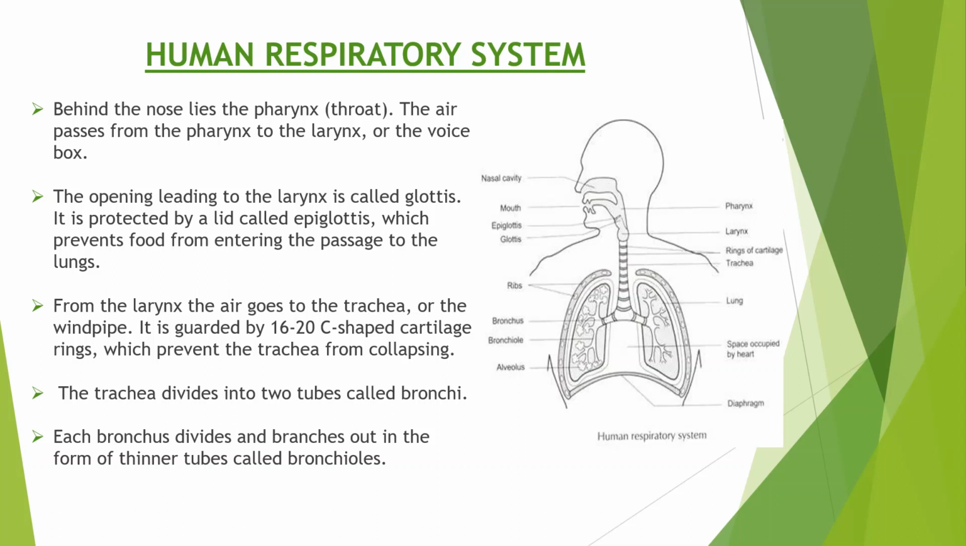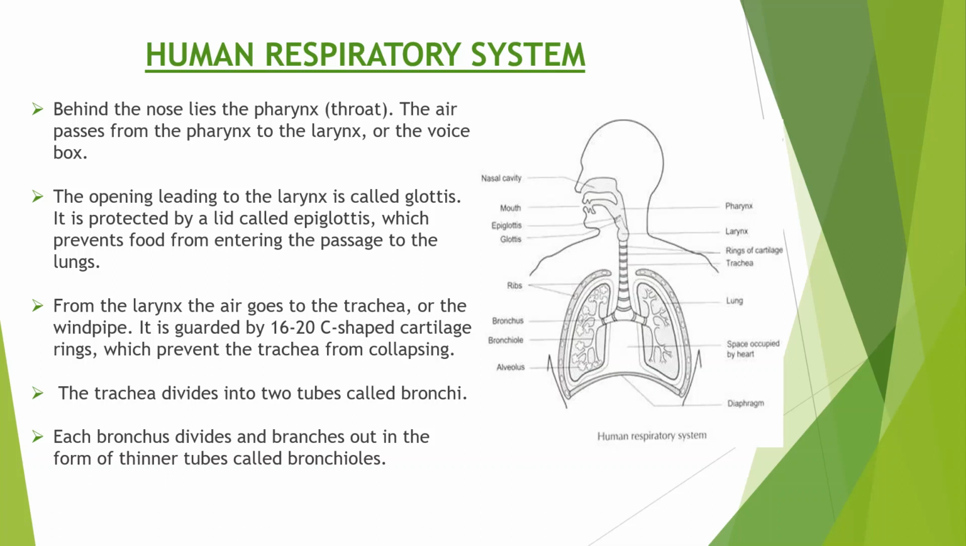Behind the nose lies the pharynx, that is, the throat. The air passes from the pharynx to the larynx, which is known as the voice box. The opening leading to the larynx is called the glottis. It is protected by a lid known as the epiglottis, which prevents food from entering the passage to the lungs. From the larynx, the air passes down to the trachea, also known as the windpipe. It is guarded by 16 to 20 C-shaped cartilage rings which prevent the trachea from collapsing.